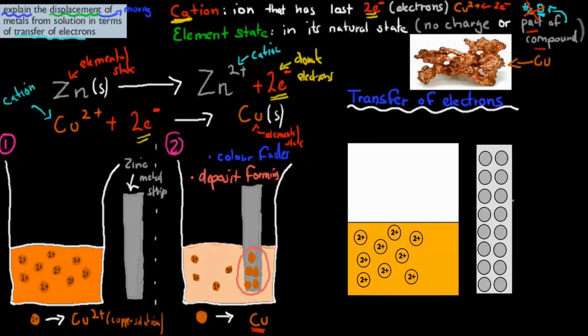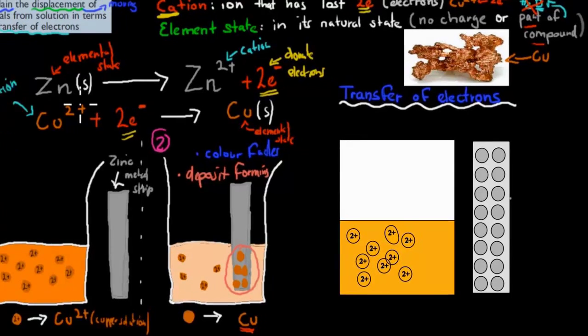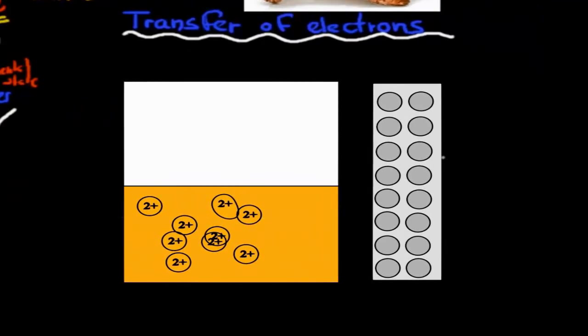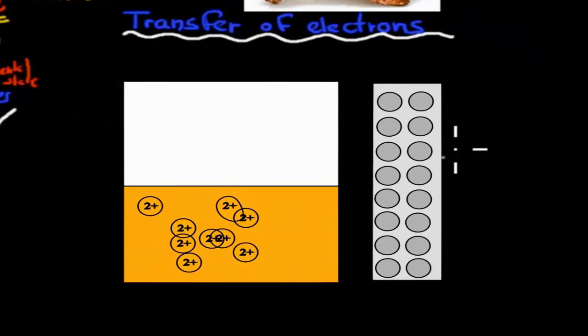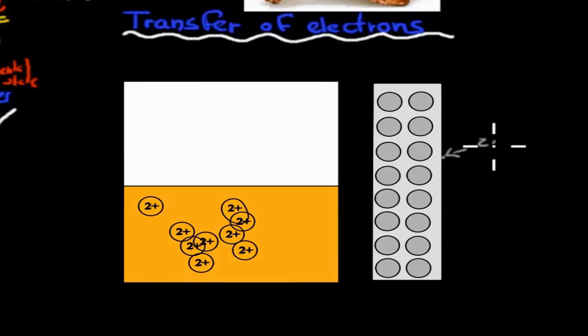So what I'm going to show you now is an animation, and hopefully the animation will clear up any confusion, if there was any. We've got a couple of things here. We have our zinc here. This is our zinc strip.